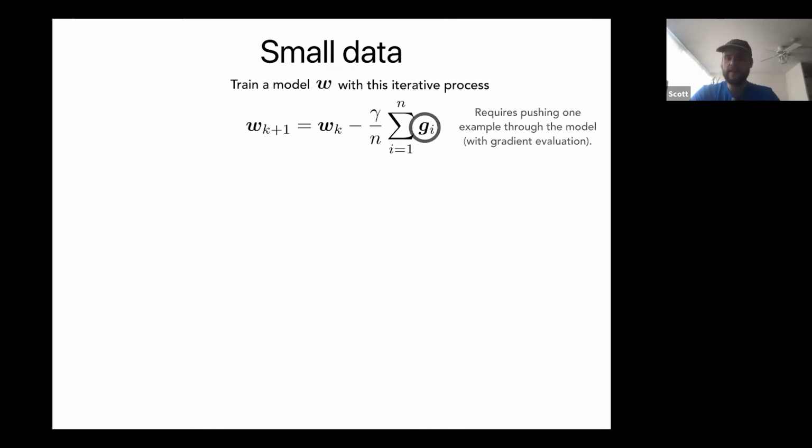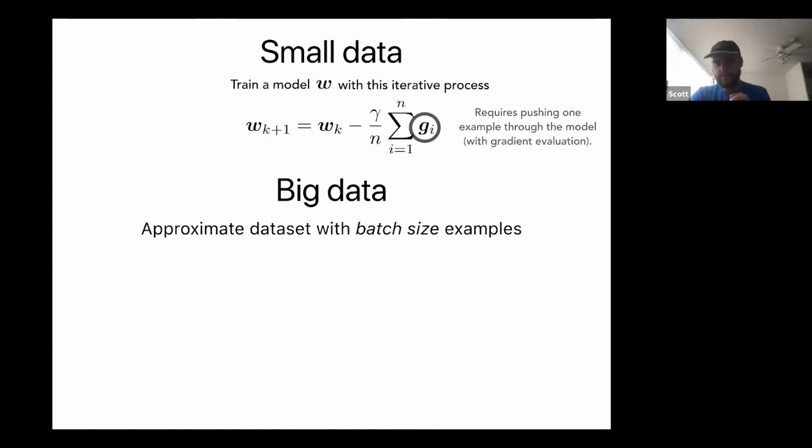Here, the bottleneck is the computation of G_i. Computing one G_i requires feeding one example to the model, and then evaluating the gradient from that example. In this case, let's say n equals 1,000. We have 1,000 examples in our data set. We would sum up all 1,000 gradients and subtract them from the current model. This is the classic gradient descent used in all of optimization literature.